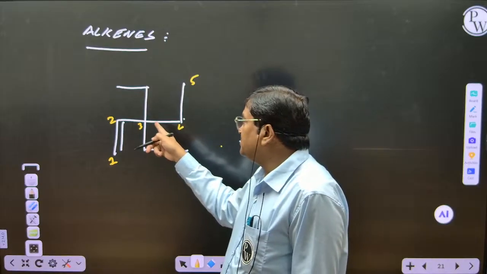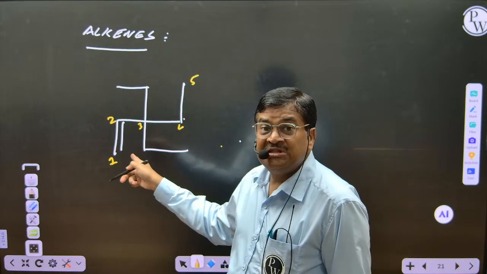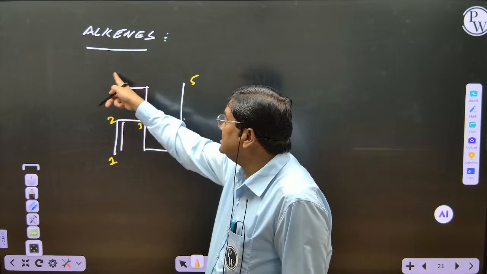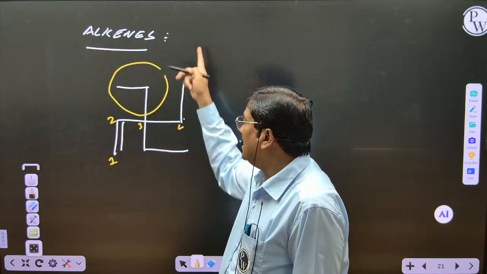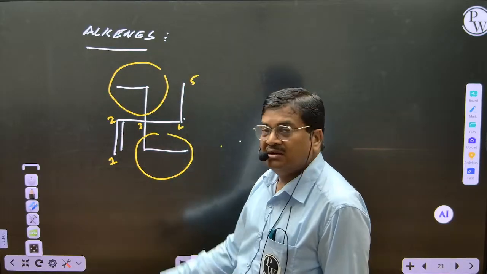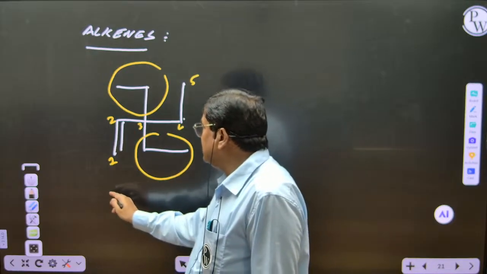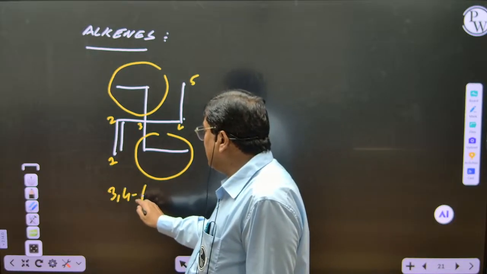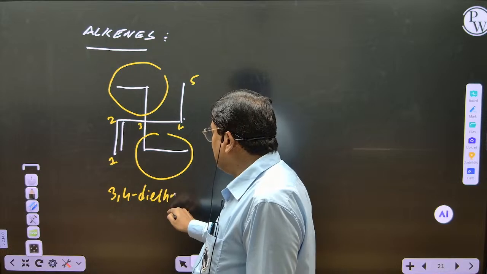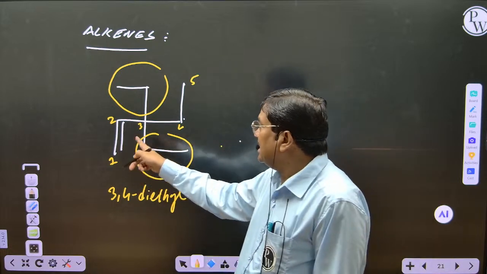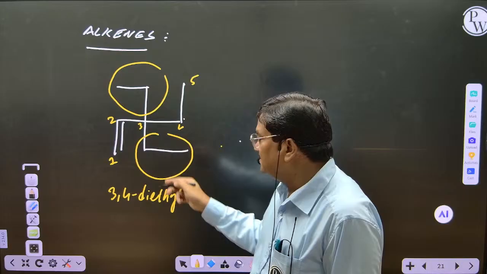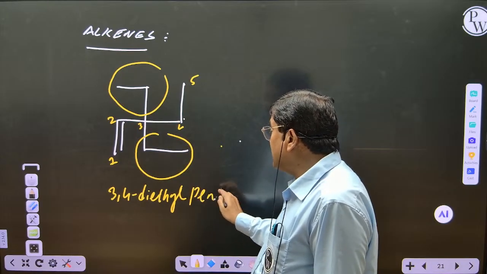Now at what position? See, third position, there are two ethyl groups. Had you recognized? See, this is ethyl group, and there is another ethyl group. Correct? So you have to mention the position. 3, 4, diethyl, diethyl. Understood? Diethyl. Then what is the parent chain? Pent. Pent. And you have to tell the address.